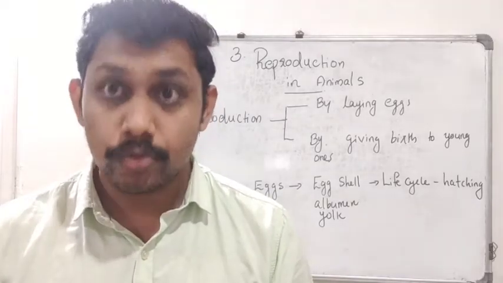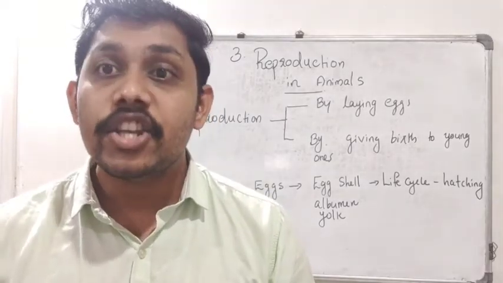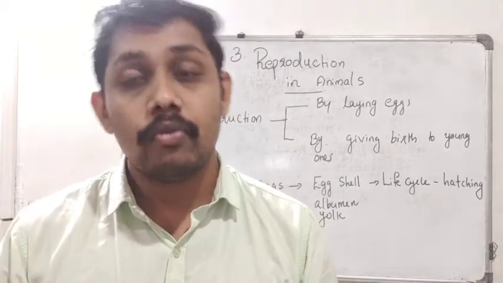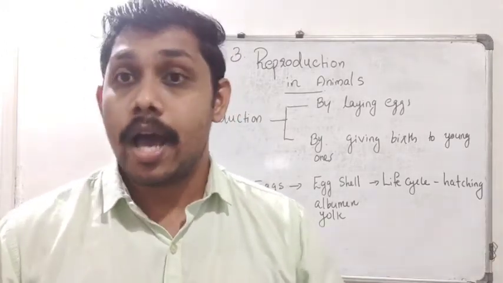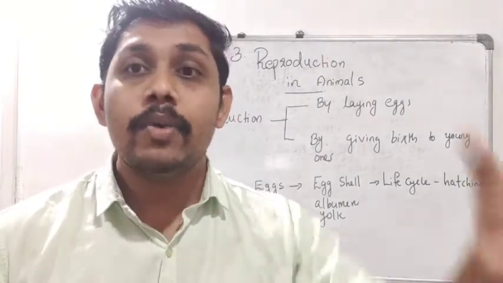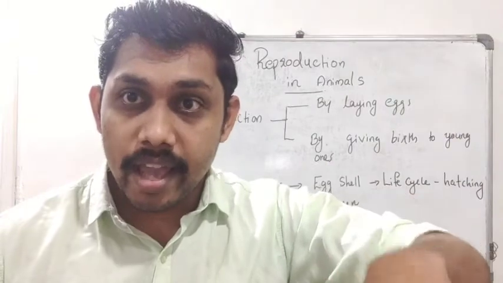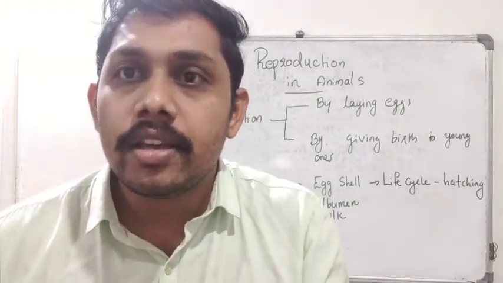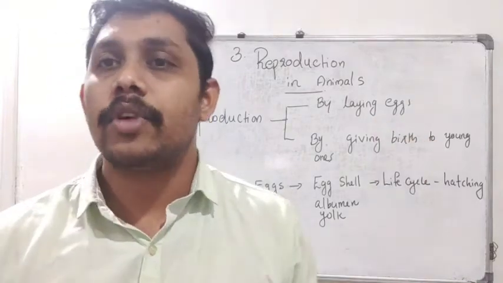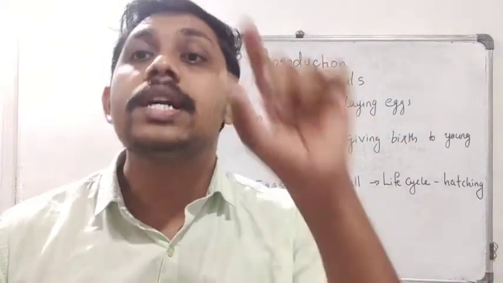For this, the egg needs warmth, isn't it? For that, the parent animal sits on the egg and provides warmth. So this is the first example of reproduction, in the case of birds.